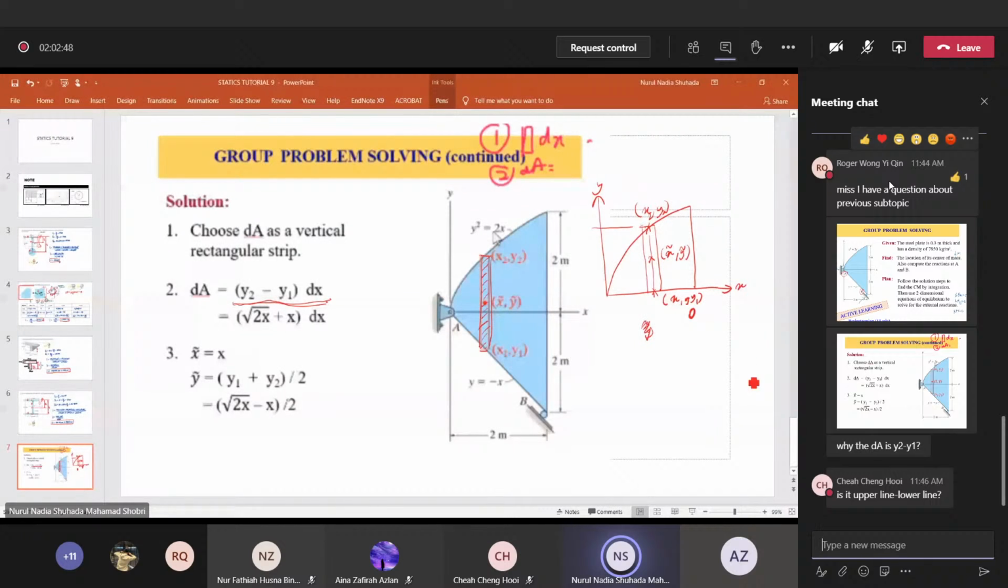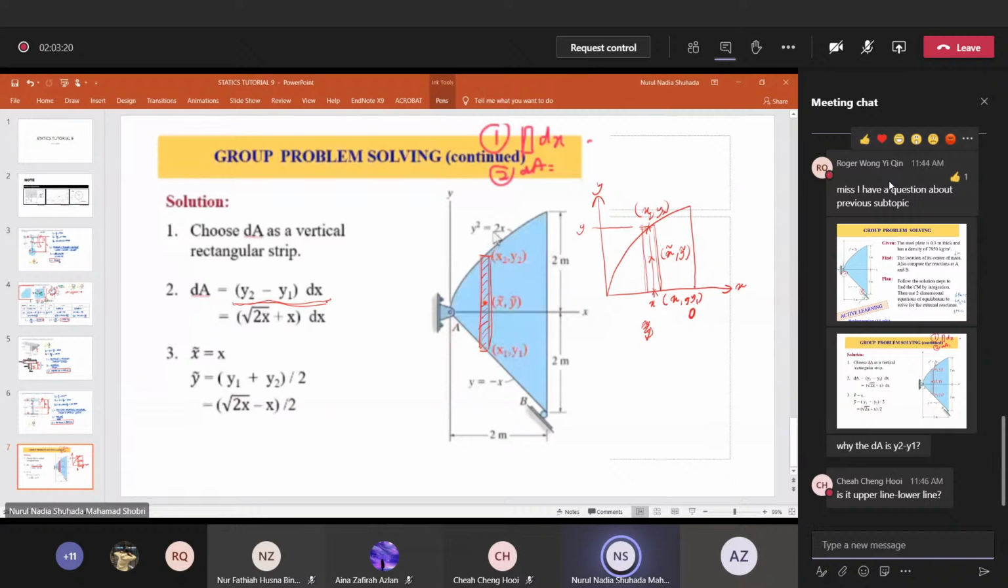Just like your friend said, it's because of the lower and also upper limit. So you have to find the length between these 2 points. That's why y2 minus y1. Same goes with other questions. Actually, this is the simplest form of the questions. Usually we directly take the value. This is y, and this is x.